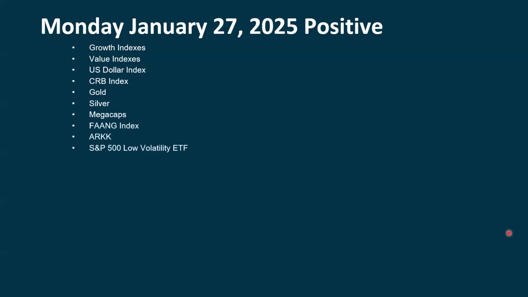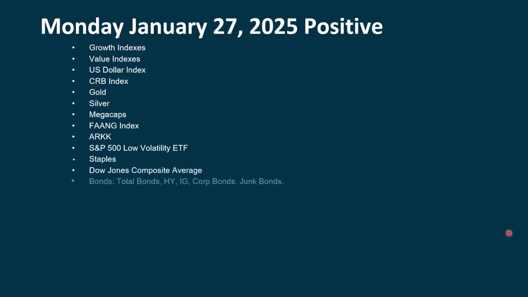Then at the end, I list those things that are positive. And if you watch this video every week, there's been no changes here. There's potentially some changes in the works, but it's when the 50-day moving average is above the 200-day moving average. And so we have growth and value by themselves. The dollar's still in an uptrend as the CRB index is as well. Gold and silver are in uptrends. The mega caps, the FANG index, ARK, the low volatility ETF by itself. It just underperforms when we compare it to the S&P. The staples are still in an uptrend, even though they've been pulling back.